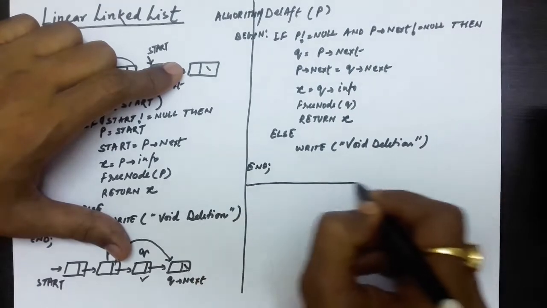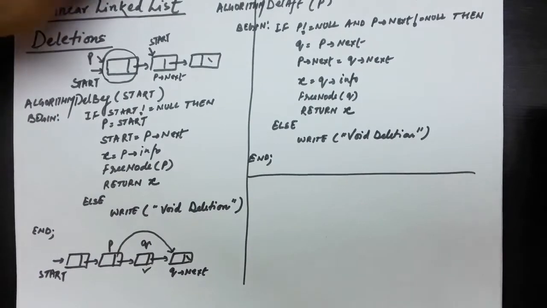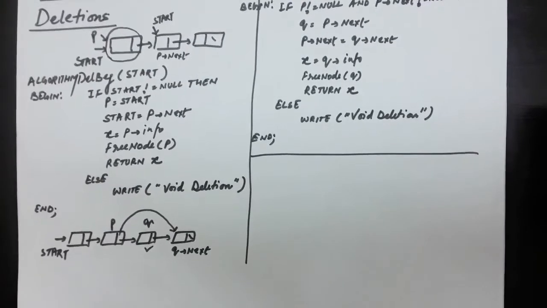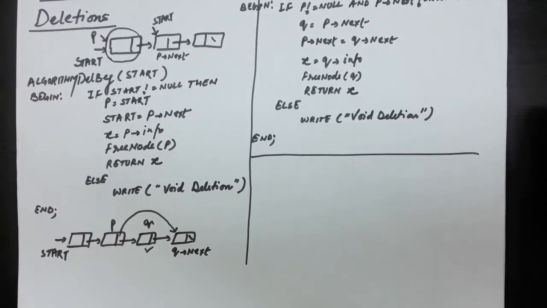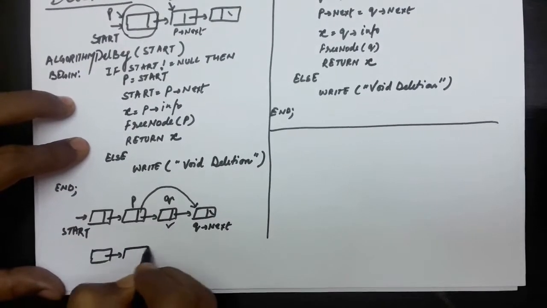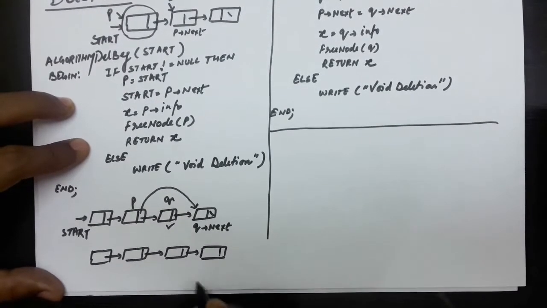Fine. So this is the delete after operation. Now let us try to write the delete end operation. What will happen in the delete end operation? We will delete the node which is the last node in the linked list. For doing that, let us first draw the diagram, and with the help of the diagram we shall understand. Suppose this is the linked list, and in this linked list, we want to delete the last node.